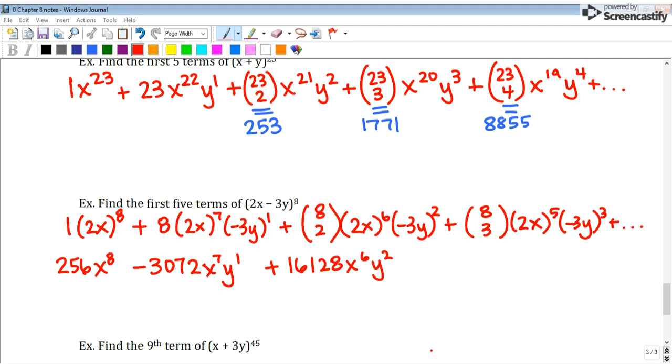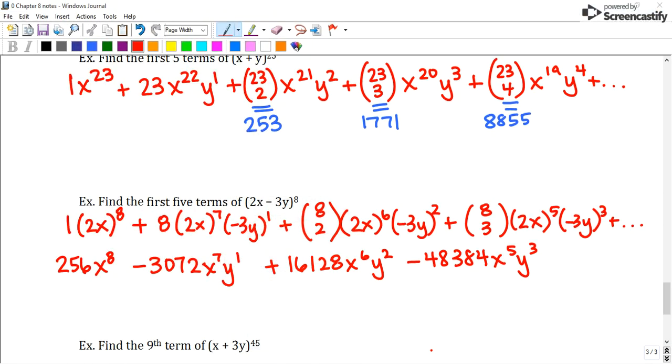And then for the last one that I wrote down, I have 8C3. So 8C3 times 2 to the 5th, times negative 3 to the 3rd. And I'm seeing a final coefficient there of negative 48,384x to the 5th y cubed. And then that would continue on. Make sure you go back and do those final simplifying. I can see my 4 terms.